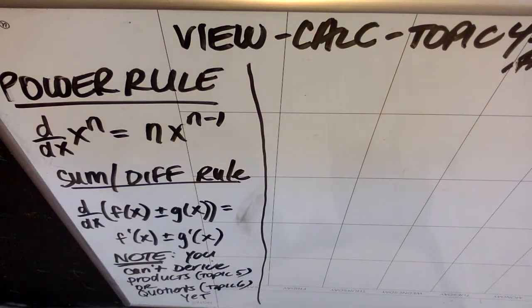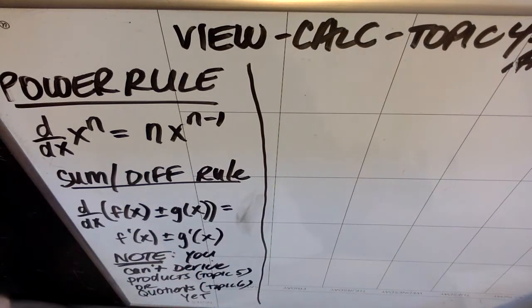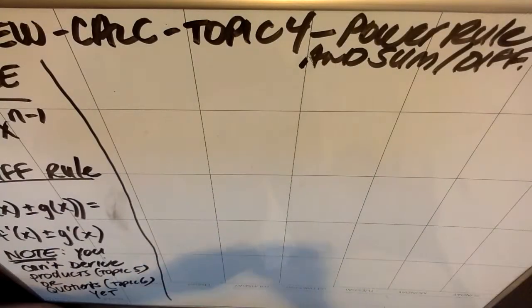The other rules that are worth mentioning today, because they're going to come up as we do some of these problems, are the sum and difference rules, but we're going to work through them after we get through examples 1, 2, and 3. So let's start with example 1.